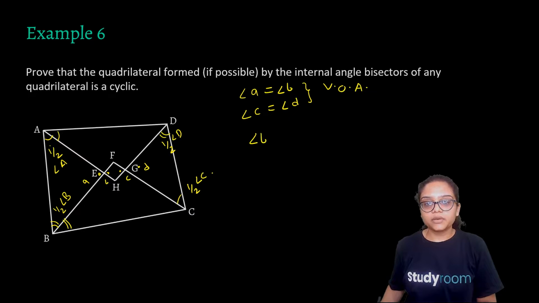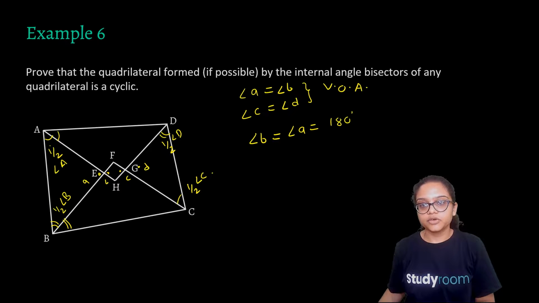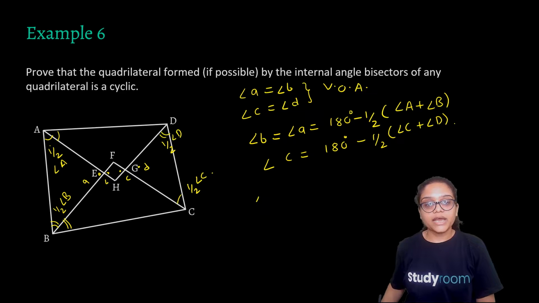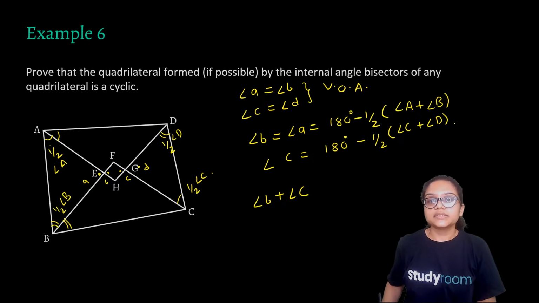Now, what would be angle B? Angle A. And what would be angle A? 180 degrees, because what is the triangle angle sum property? 180 degrees minus this angle minus this angle. So minus half of angle A plus angle B. Similarly, angle C would be equal to 180 degrees minus half of angle C plus angle D. Okay. So when we add B plus C, if it is 180 degrees, then EFGH is a cyclic quadrilateral, because we already know that a cyclic quadrilateral has the property that opposite angles sum up to 180 degrees.